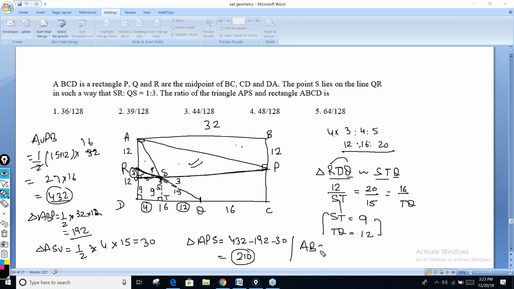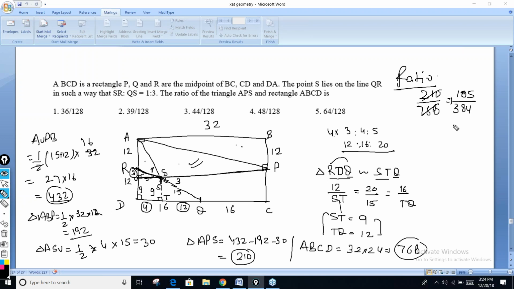And the complete area of ABCD, it's 32 into 24. That is 768. So what is the ratio? The ratio is 210 upon 768. So it will not be cancelled with 4. It will not be cancelled with 7 also. So I'm getting the answer 105 upon 384. Here it will be cancelled with 3. So 35 upon 128.